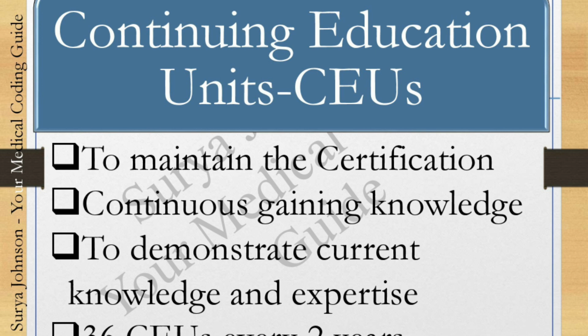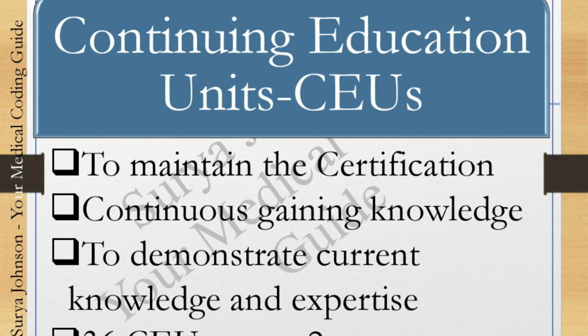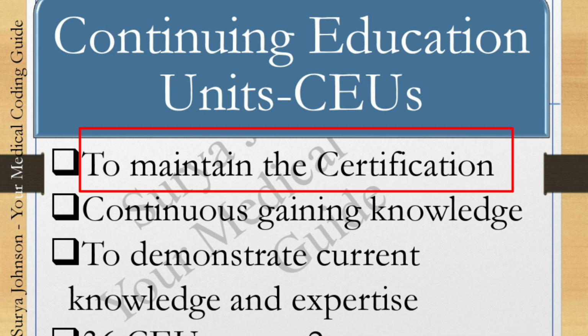So the next one is the CEU. So what is the CEU? The CEU means Continuing Education Units. You have to worry about the CPC A and the CEU after you are certified. So once you are certified, what will happen? You have to maintain the certification. So how to maintain the certification?